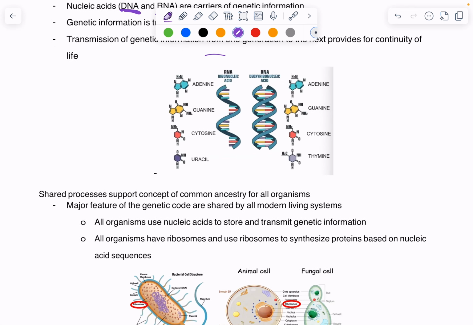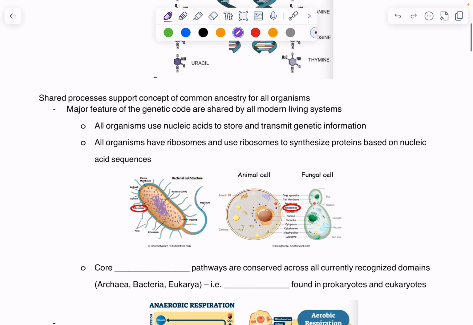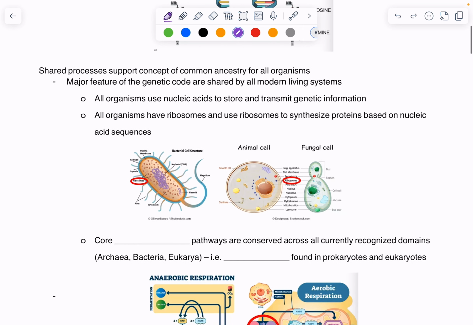So we have DNA and RNA, our two classic nucleic acids. We see double-stranded, single-stranded. We're not really going to be spending a whole lot of time with that in this unit. And so shared processes support the concept of common ancestry. We'll see this pretty often: the idea that organisms that don't seem very closely related share the same processes. At some point, maybe that's evidence that they shared a common ancestor that used that same process. We'll call it process A. We see that animals also use process A, and then bacteria also use process A. So maybe that points to some common ancestry way back when.